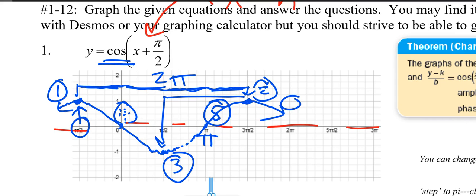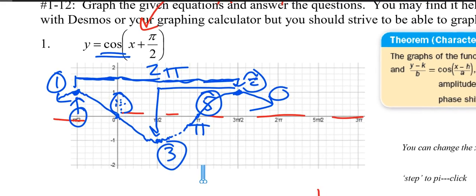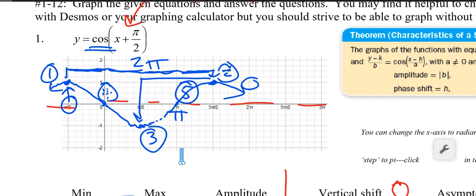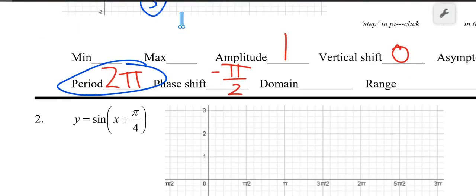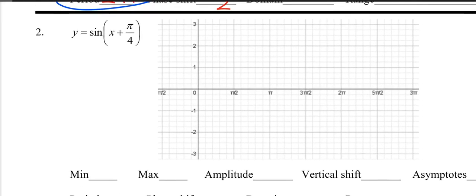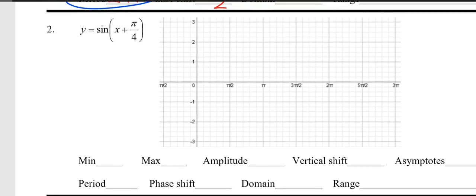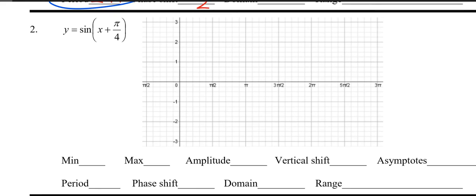So that is how you deal with a phase shift. Find HK. After you find HK, you just have to use the amplitude and period to find the other points. Just like we've done before. Any questions on that? All right. Let's do a simple sine one, and then we'll move on to something more complicated.